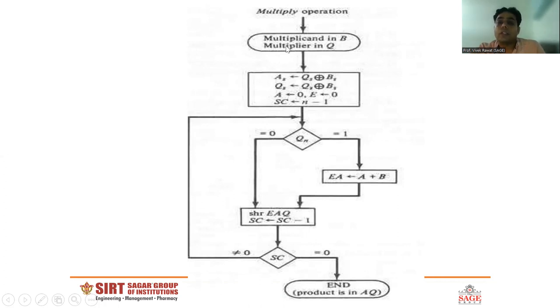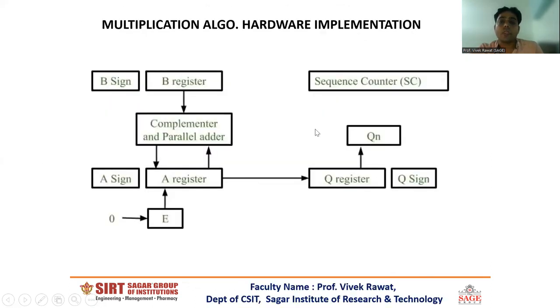In the flow chart, you can see the multiplicand is B and the multiplier is Q. The multiplier value is saved in the Q register and the multiplicand is saved in the B register. Now, here is the sequence counter. Sequence counter means it is a sequence of multiplication digit numbers.